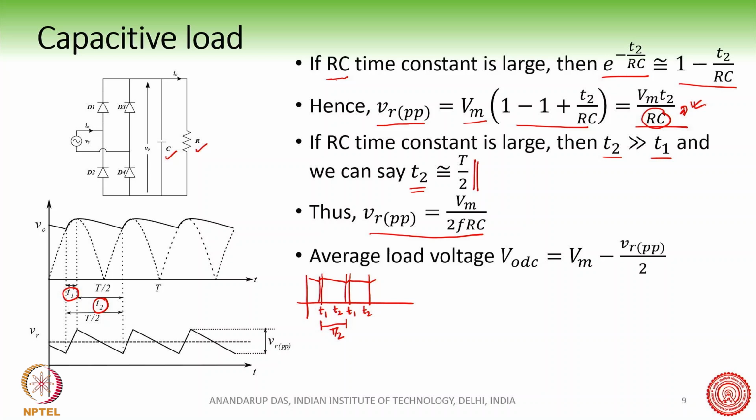Therefore V0 average voltage is Vm minus VR peak to peak divided by 2. So this is the Vm and this is the VR peak to peak divided by 2, and that is this voltage V0 DC. This is the V0 DC voltage. We will take up an example on how to find out these voltages sometime later.